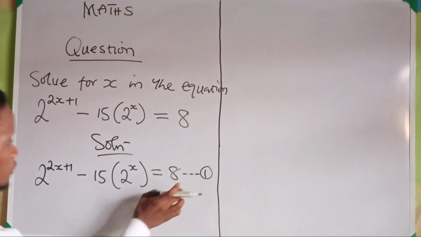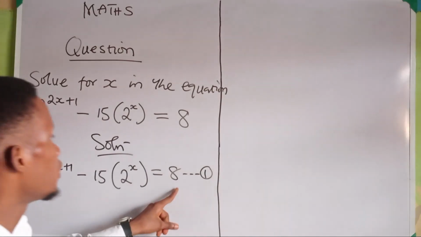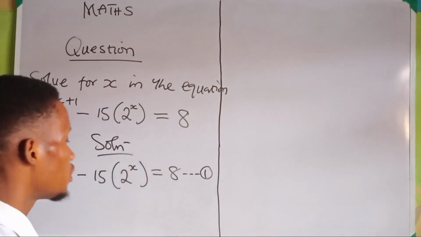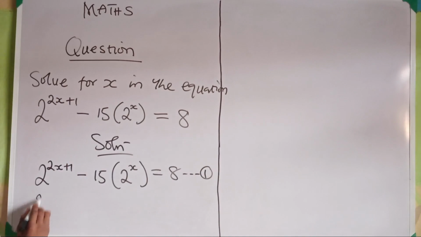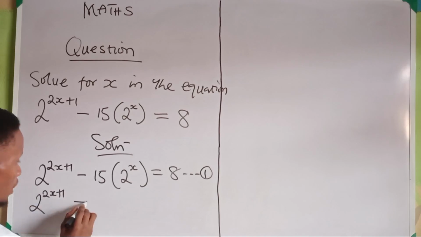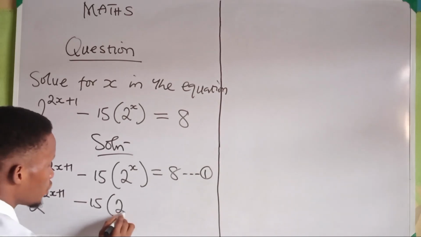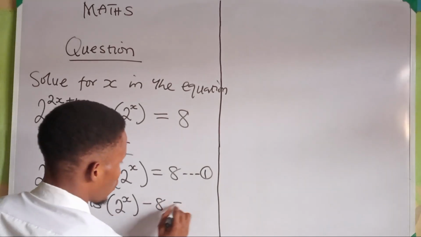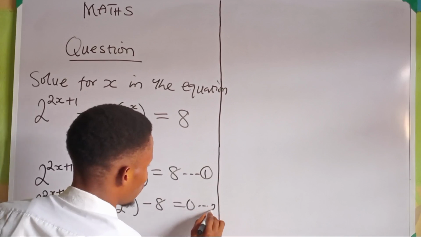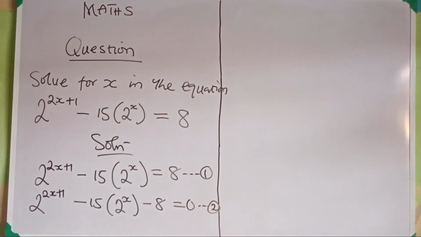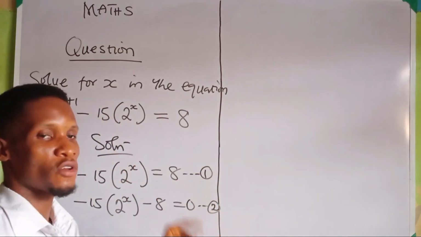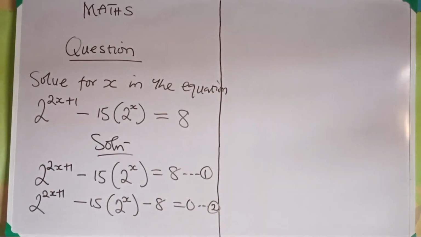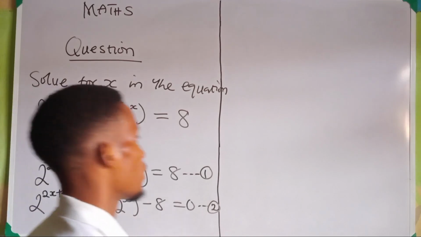So if we look at this now, we'll take this 8 to this side of the equation. So we'll have 2 raised to the power 2x+1, minus 15, 2 raised to the power x, minus 8 equals 0. This is equation 2. Now when a positive number crosses the sign of equality, it becomes minus. That's why it's minus here.